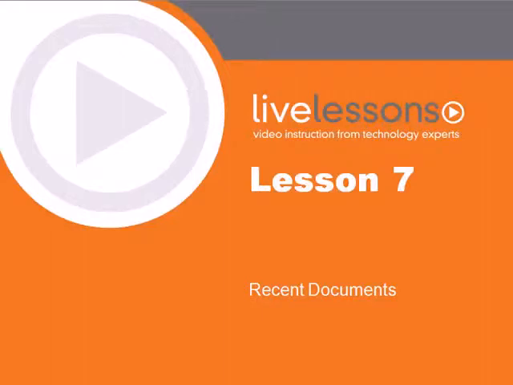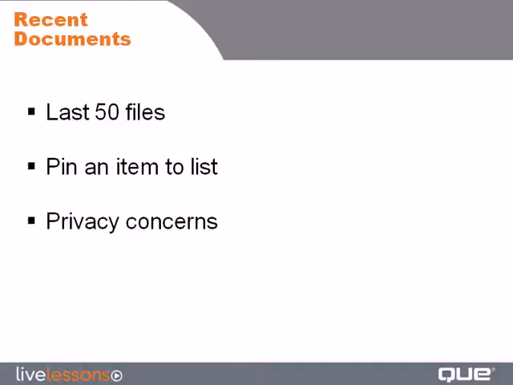Lesson 7, the recent document list. In Excel 2007, we can now see the last 50 files that you opened, which is a great improvement over the recently used file list in Excel 2003. We can also now pin an item to the list. However, there are some privacy concerns.